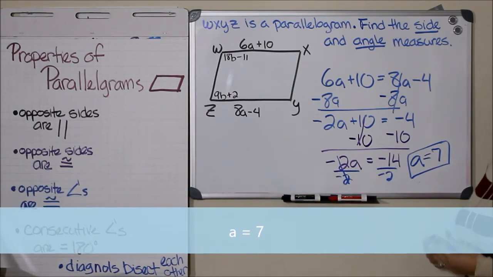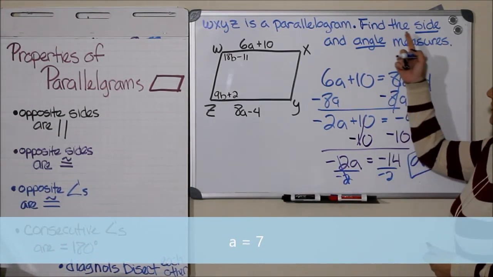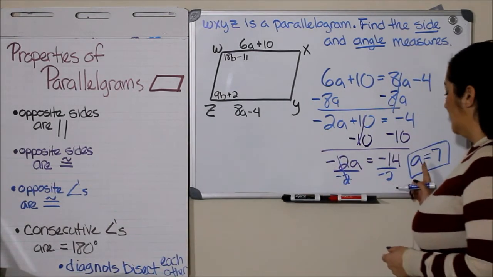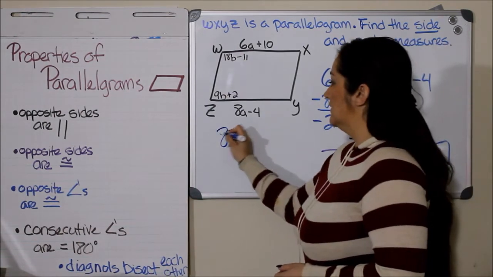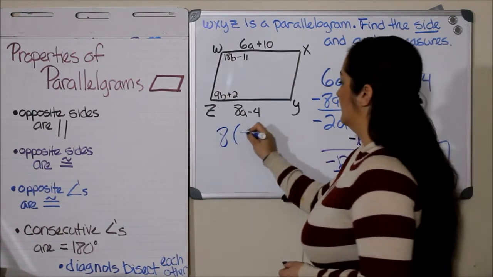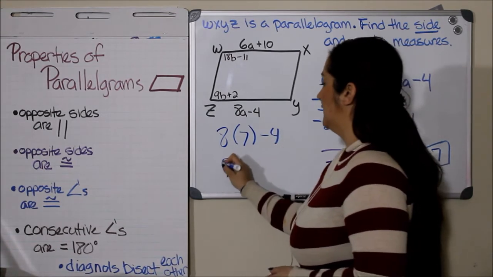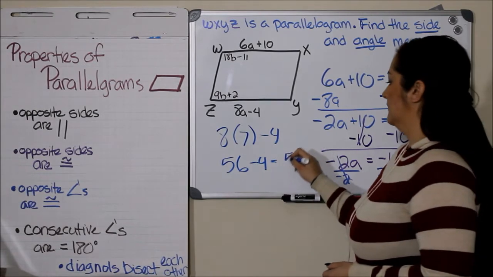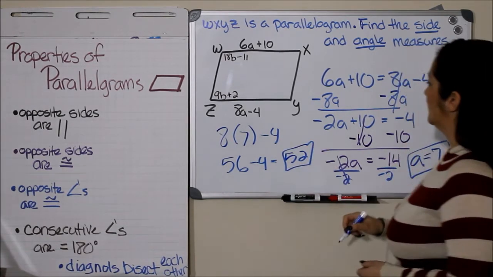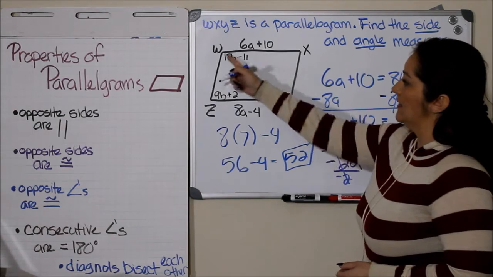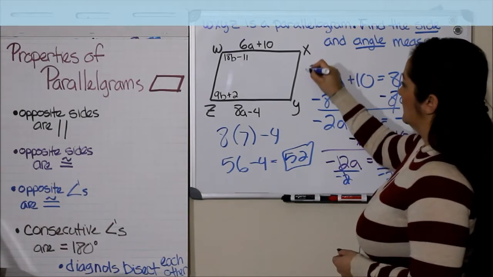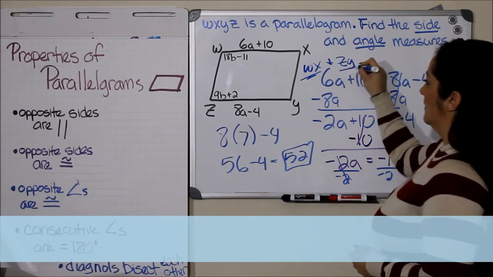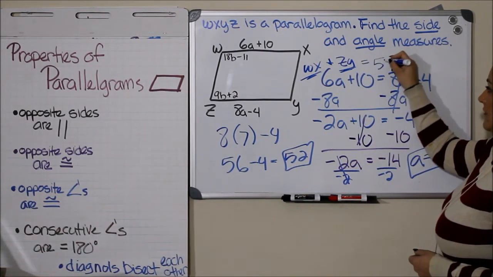But of course I have to actually answer the question. I want to know the side and the angle measures. So if I want to know the side measure, I'm going to plug a in. So I have 8 times my 7 minus 4. So I have 56 minus 4, which is equal to 52. So I know the lengths of my sides, WX and ZY, they are both equal to 52.